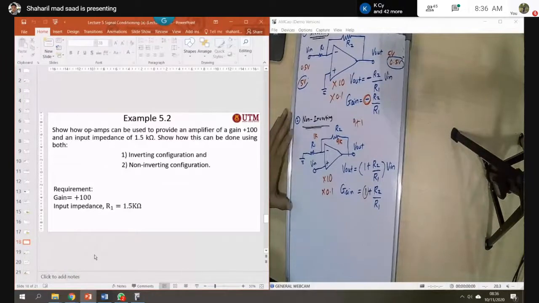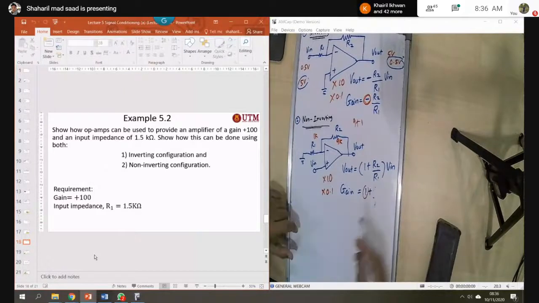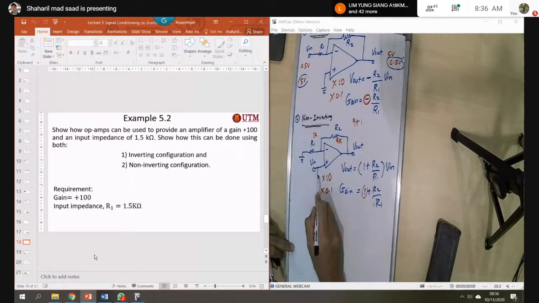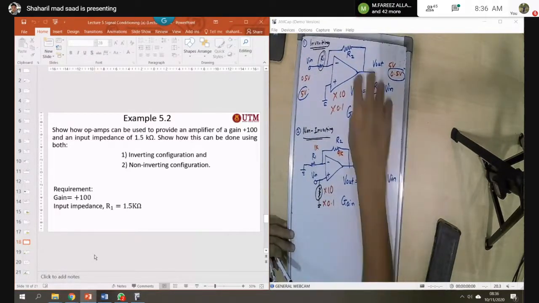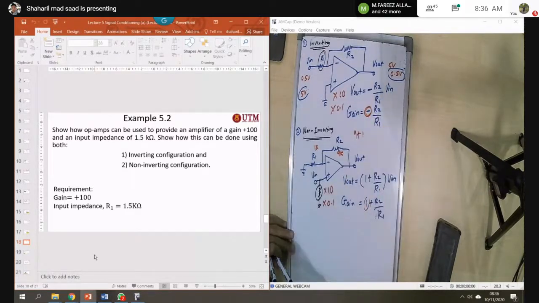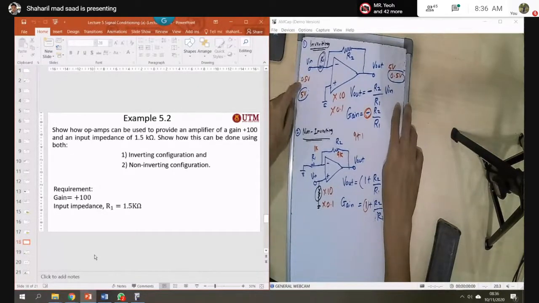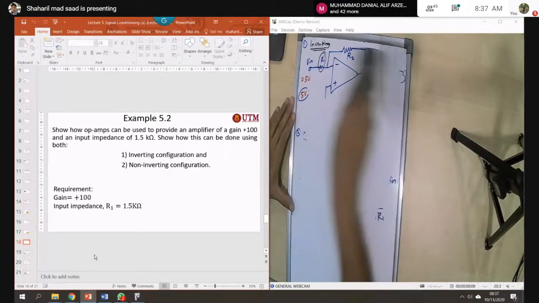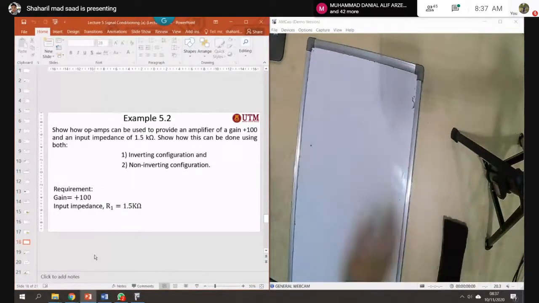So let's go to example 5.2 here. Before that, if you have the resistance here, we call it the input impedance. And for the inverting, this one is the input impedance. To make the output positive, because the input is positive and you want the output to be positive, you need another inverting amplifier. We will look into that. Okay, example 5.2.